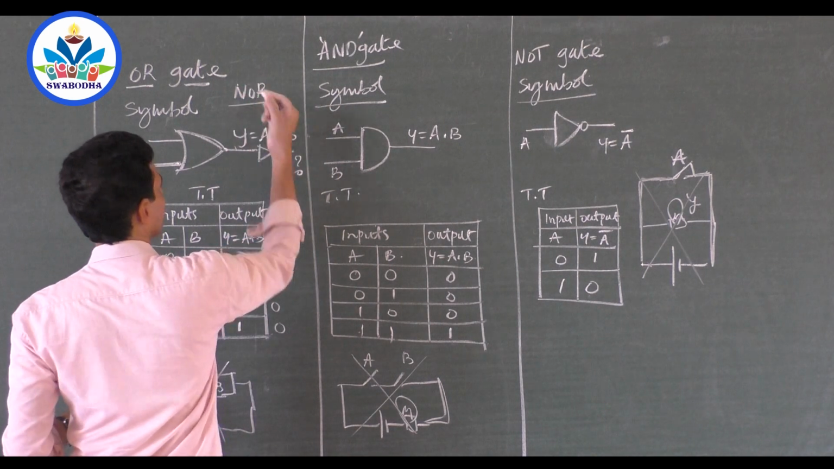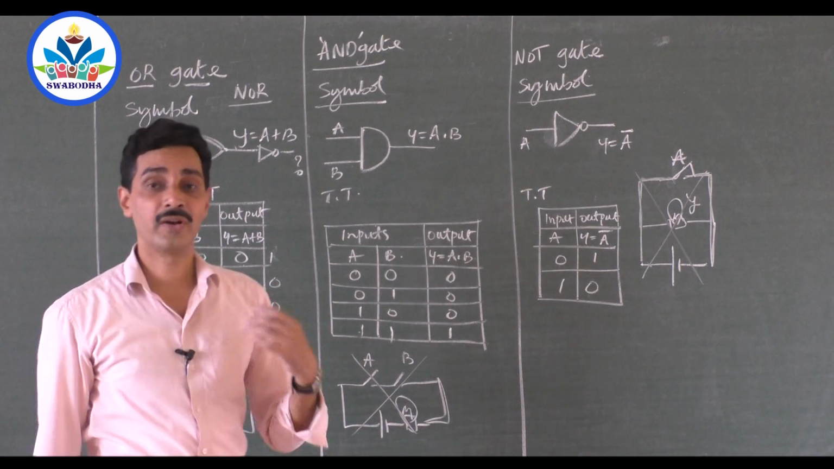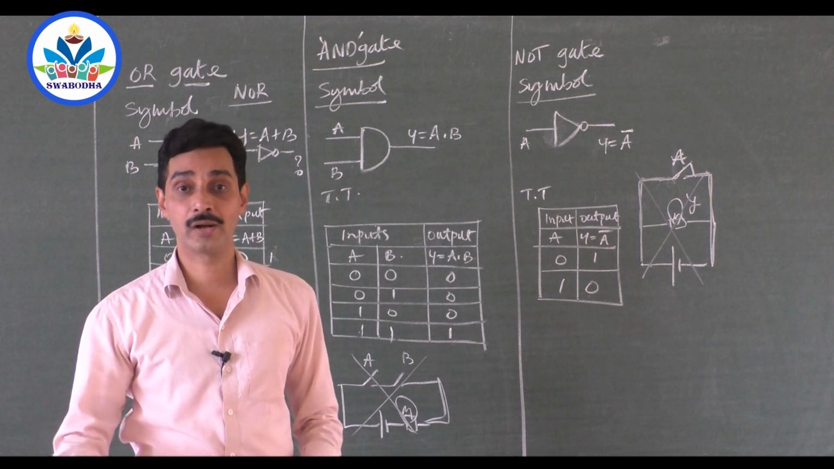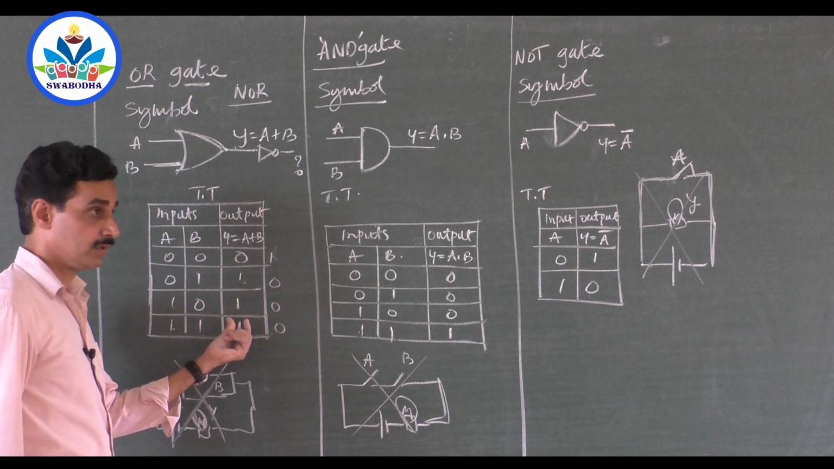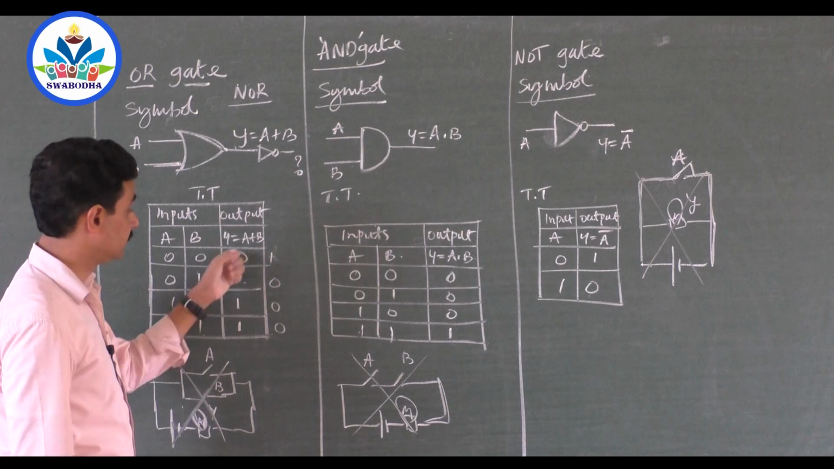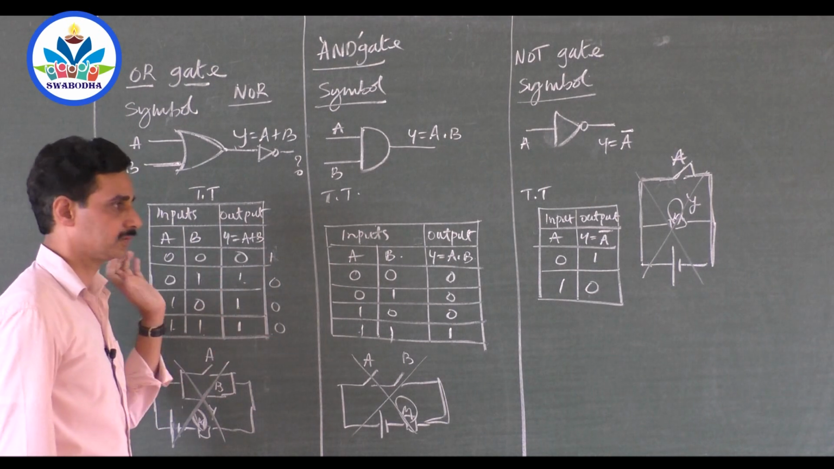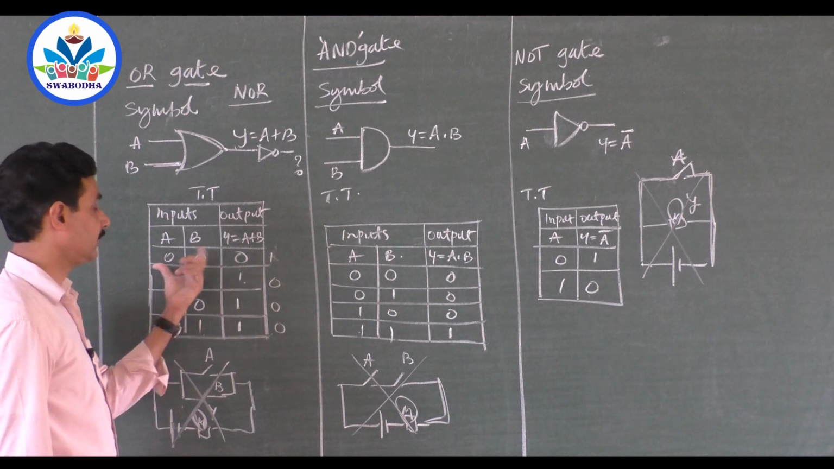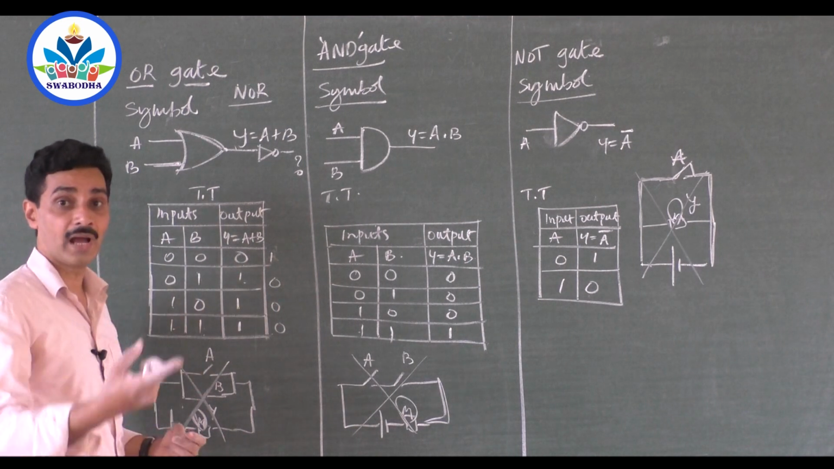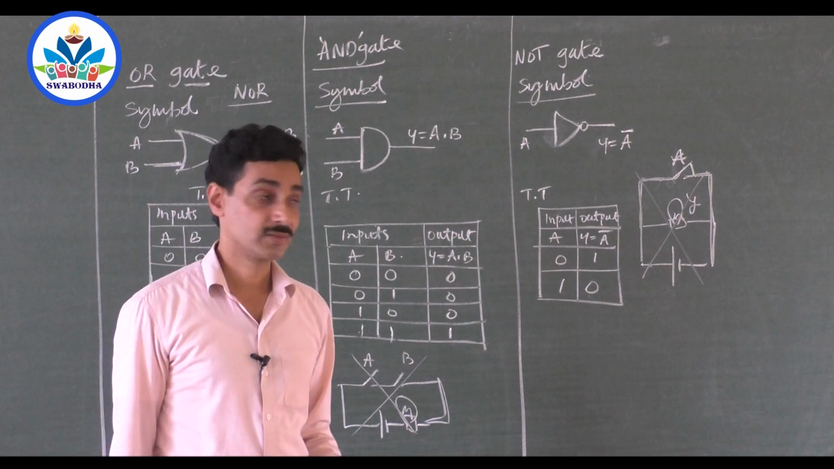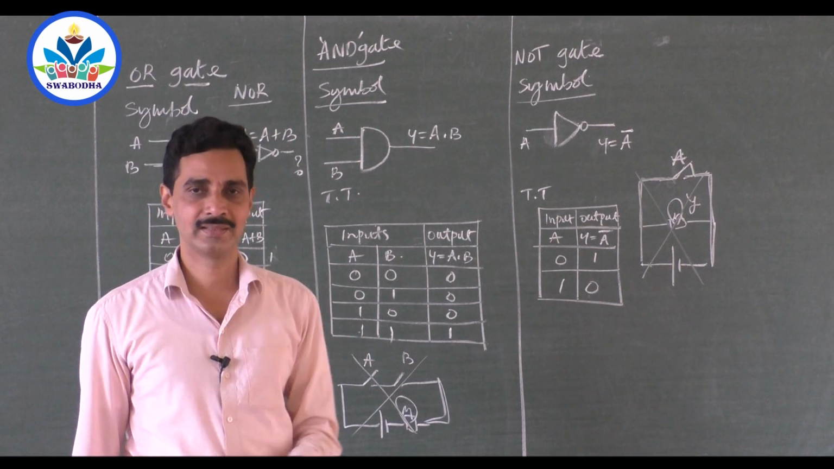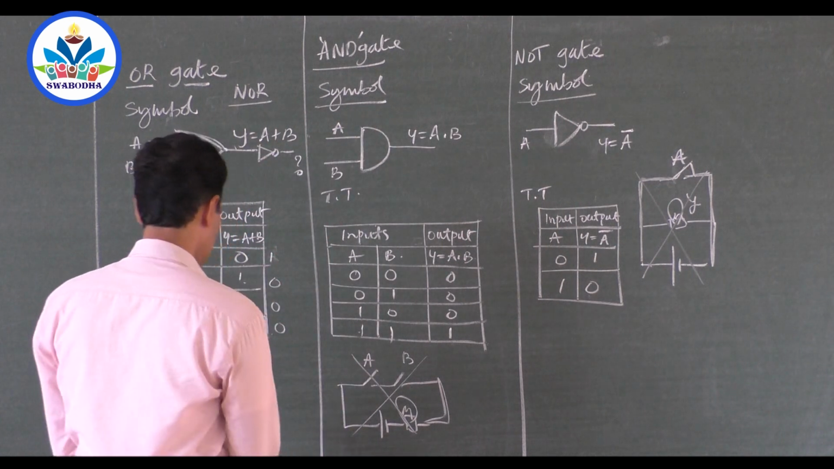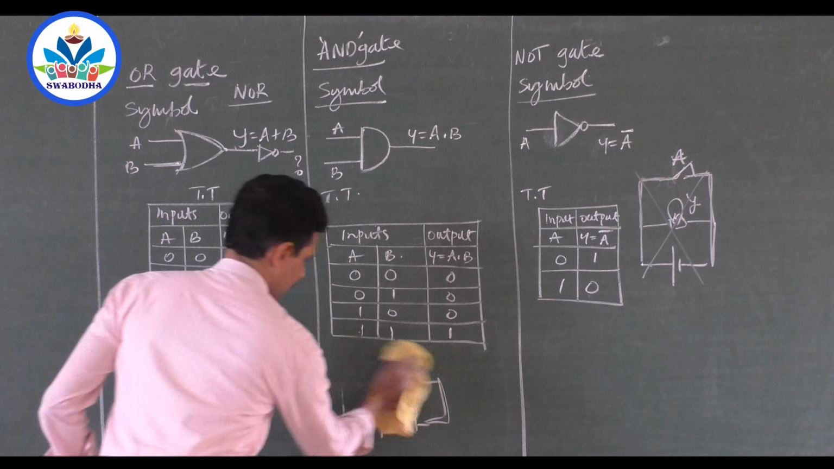See the name, NOR. What do you mean by NOT gate? The output of OR gate is not the actual OR gate output. NOR, not OR. You have the OR gate output, and it is not the output. Ulta: 0, 1, 1, 0, 1, 0, 1, 0. That's all. That means when one of the inputs is 1, output is 0. Output is 1 when both are off, not on. Ulta. So that is called NOR gate. So we will have two special gates called NOR gate and NAND gate.